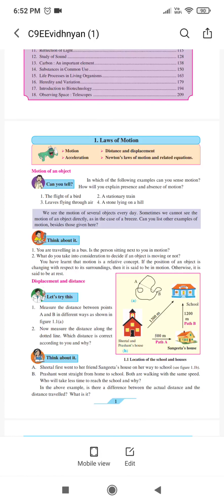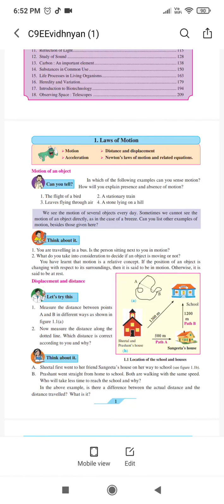First see, motion of an object. You know, the object that moves from one place to another place, that we call motion. Just see an example. The flight of a bird, the bird that flies, is a motion. A stationary train, the train that does not move, can you say that is a motion? You can't say that is a motion. The train is in motion. Leaves flying through the air, the leaves that fall from the air, that is also a motion.